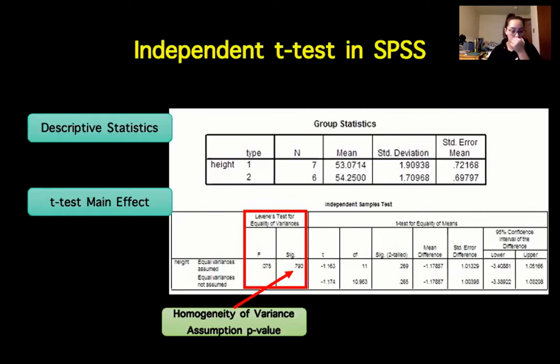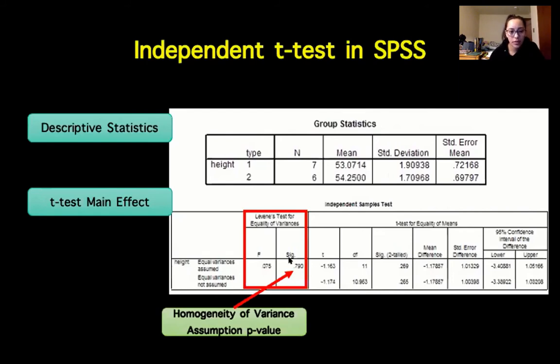Remember, assumptions, we want p to be greater than 0.05. That means we have equal variances between our groups, which means that they're comparable enough. And you can see that in the standard deviation, 1.9 compared to 1.7. Those are fairly equal to each other. So this means that if we've met our assumption, we can move on to actually obtaining the p-value for our t-statistic, which is what we're really interested in.